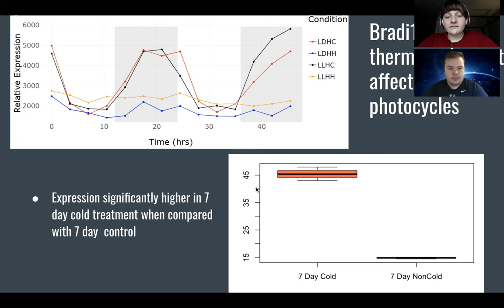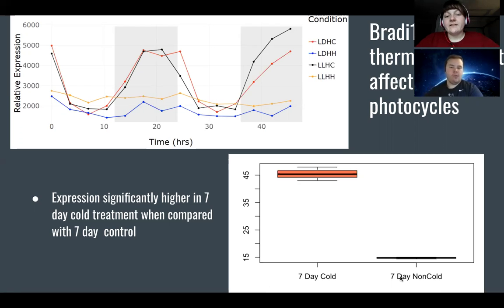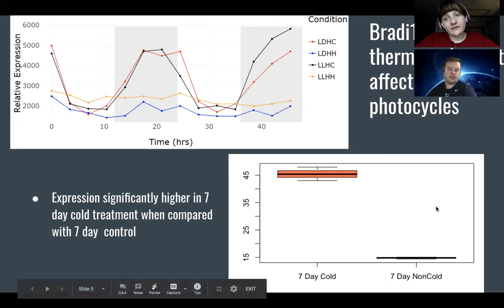To look further into this, we looked at the EFP browser data for an experiment with 7-day cold conditions, which had much higher expression than a 7-day non-cold control. So we can conclude that our gene is expressed at a higher rate under cold conditions, which is a stress, so more stress response.